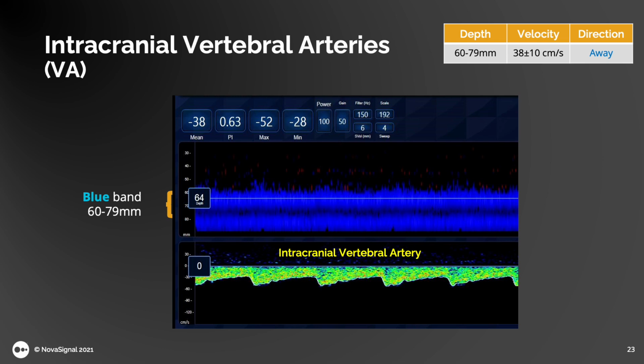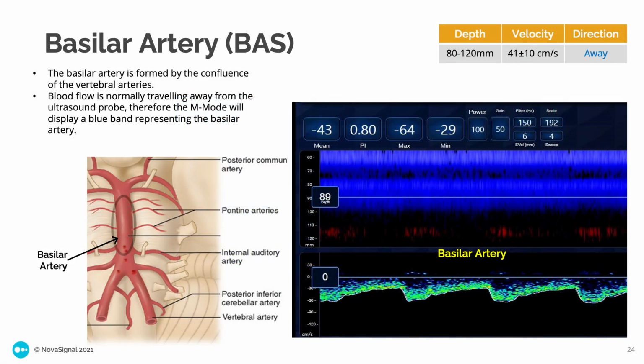If there is not good flow in either vertebral artery window from left or right beyond 80, that tells you it's the middle window. So use your M mode map to tell you which window is optimal to obtain the basilar artery. The basilar artery is formed by the confluence of the intracranial vertebral arteries. Blood flow is normally away from the transducer, and it's a blue band that lives between 80 and 120 millimeters.